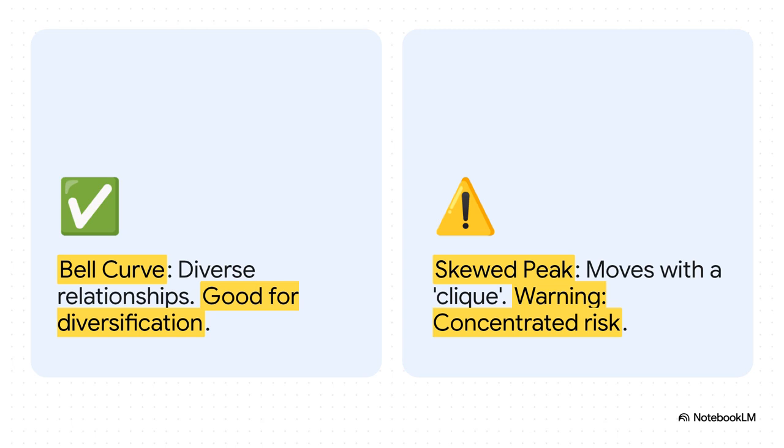Okay, so how do we read that story? Well, a nice, symmetrical bell curve centered on 0 is a fantastic sign. It means the stock has really diverse relationships, which is great for diversification. But a skewed peak that's way off center is a warning flag. It's telling you the stock moves with a very specific clique, and that concentrates your risk.